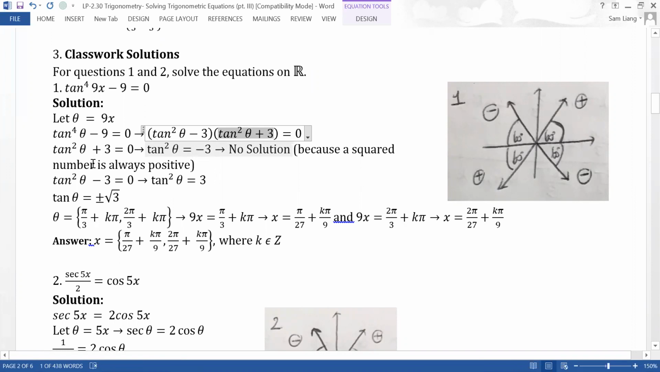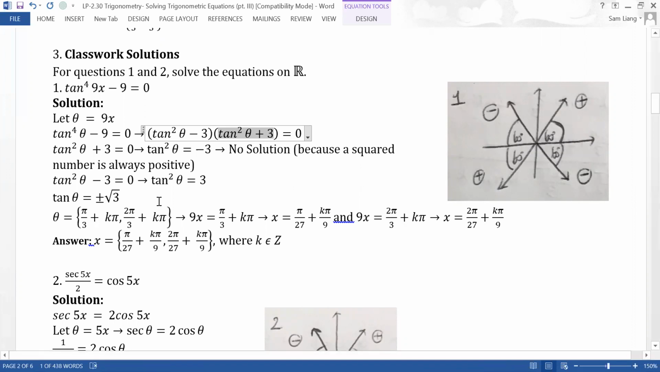For the other equation, we get tan squared theta minus 3 equals 0. Add 3 to both sides, you get tan squared theta is 3. Then you take the square root of both sides, so tan theta equals plus or minus root 3. At this point, you should realize that the angle theta is going to be 60 degrees and 240 for the positive root 3, and for negative root 3, it's going to be 120 degrees and 300 degrees. Remember, tangent is positive in quadrants 1 and 3, negative in quadrants 2 and 4.